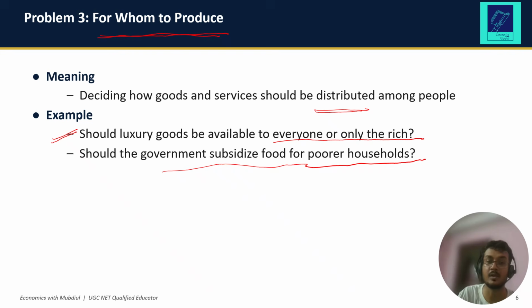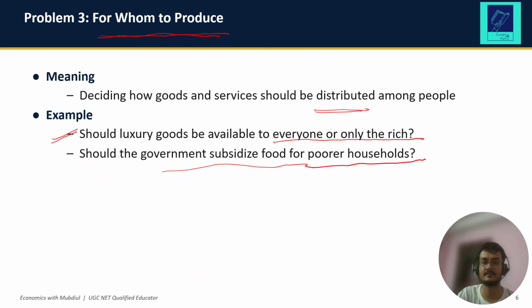Why? Because education is considered important for society as a whole. This is another example of solving the problem of distribution. So remember, the third central problem asks who gets the goods and services that have been produced, or more simply, how should society distribute its limited resources?